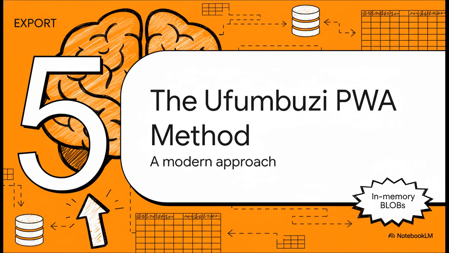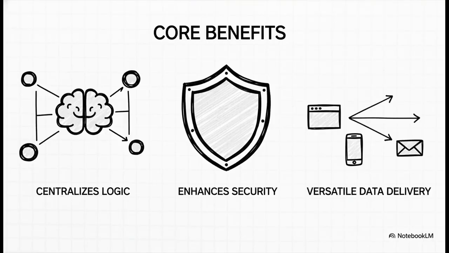All right, let's wrap this up. This whole technique, which comes from the Symbolic PWA site, and we're calling it their method, is just a really powerful, really modern solution to a problem developers have had forever. Think about it. You're putting all the logic in one central place, which makes it easy to maintain. You're boosting your security because you're not messing with the server's file system, and you're getting this incredibly versatile way to deliver data that just fits perfectly with how we build apps today.